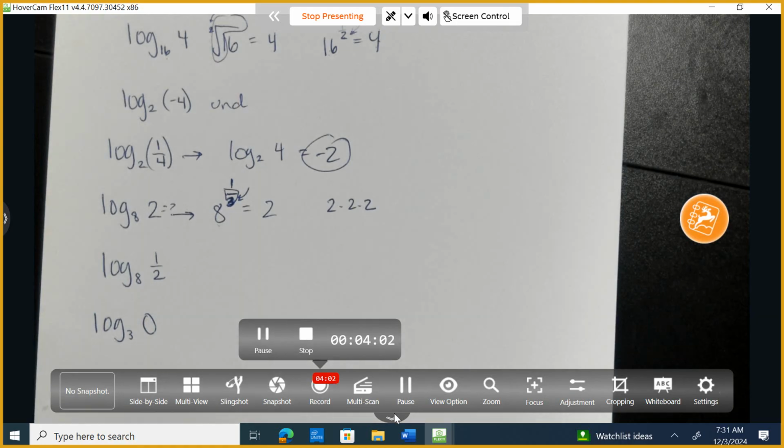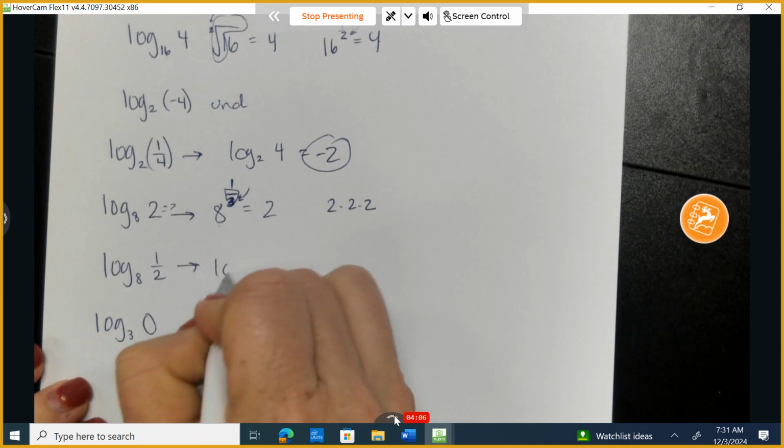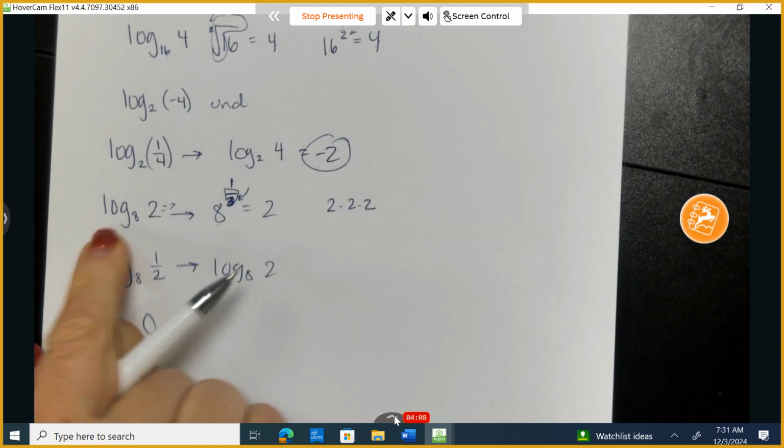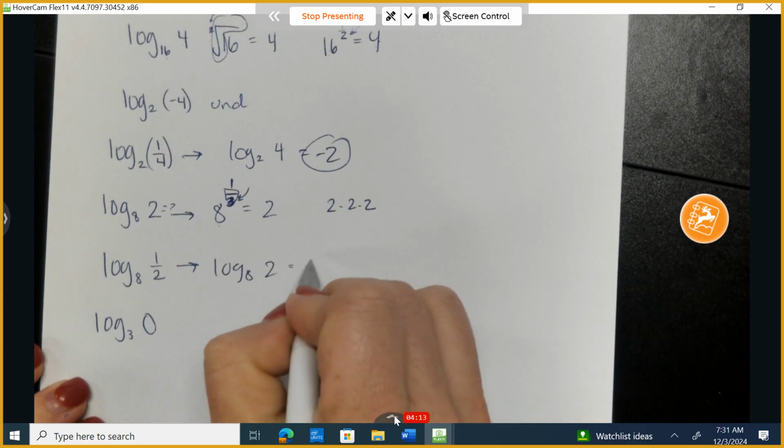Similar to this one right here, this is how we're going to relate these. What if I just said log base 8 of 2? Well, that would give us what? That would give us 1/3. We know that this would evaluate to give us 1/3.